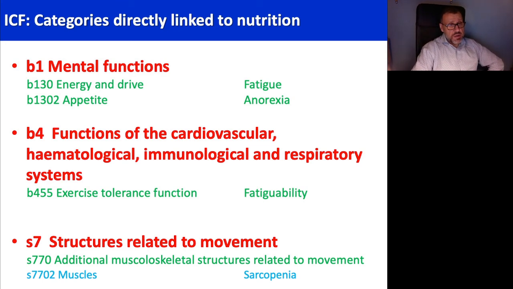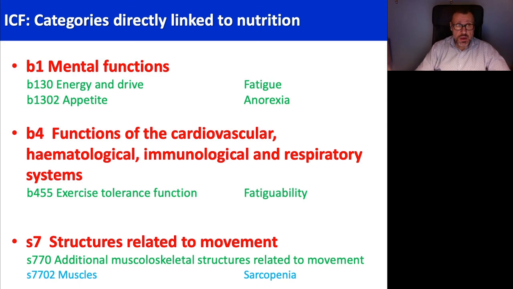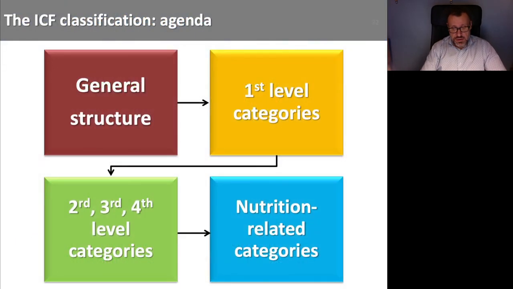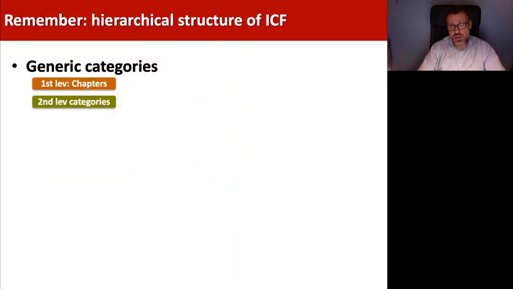Then B455, exercise tolerance functions, which is related to fatigability. And then S72, which can be used to describe sarcopenia, that, as we know, may be one of the consequences of malnutrition. Now we have seen in detail the ICF classification, and now we should summarize everything with these last three slides.